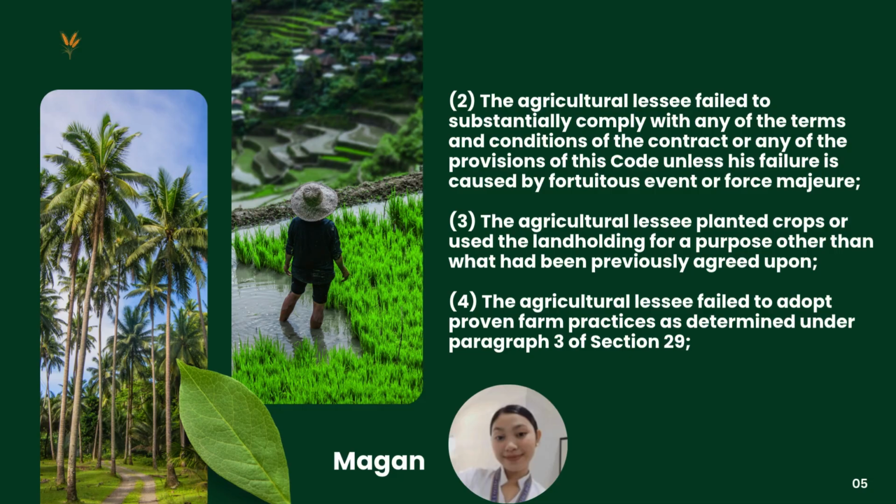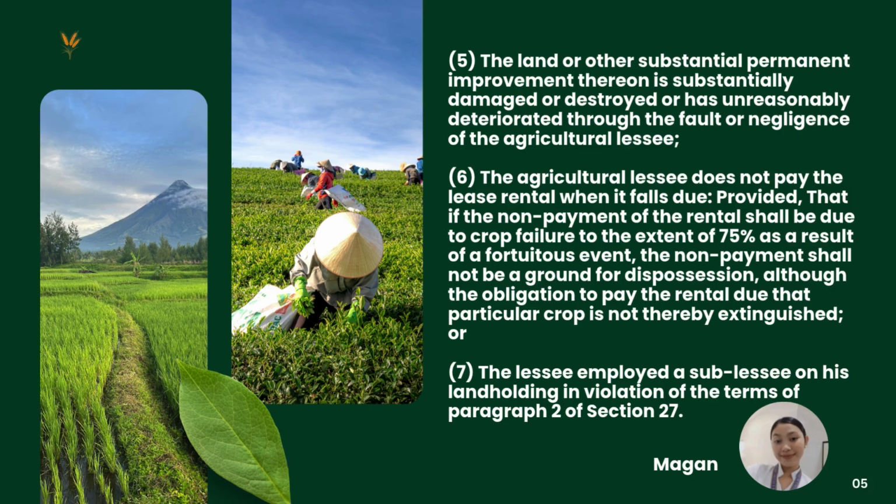Also, the lessee did not substantially comply with the contract terms or a code's provisions, except in cases of a fortuitous event or force majeure, and the lessee planted different crops or used the land for a purpose not previously agreed upon. The last one, the lease did not adopt proven farm practices as specified in paragraph 3 of section 29. The fifth one means the lessee is at fault for substantial damage or deterioration of the land or permanent improvements. The sixth one means the lessee fails to pay the lease rental when due.